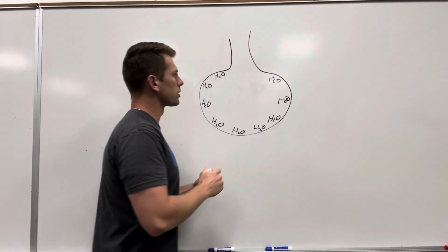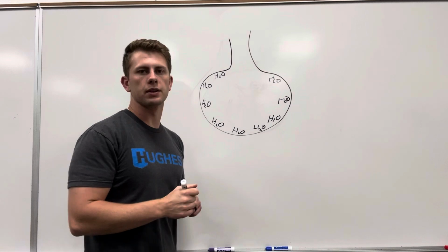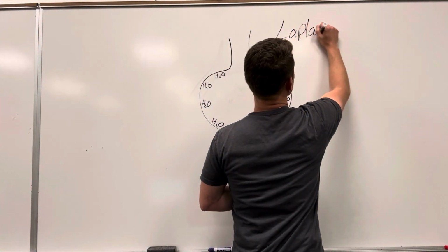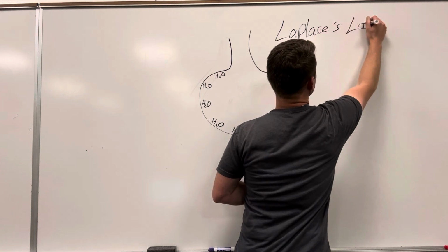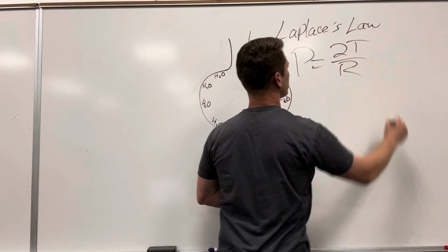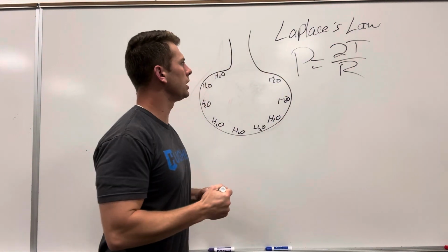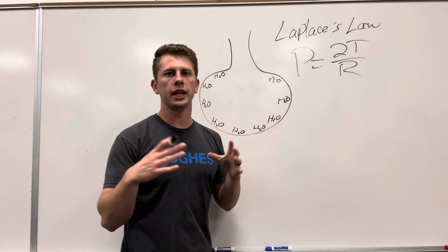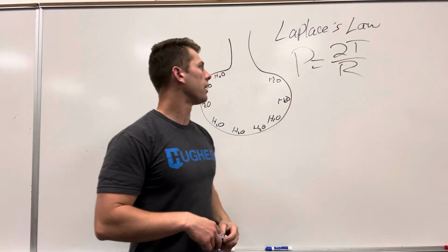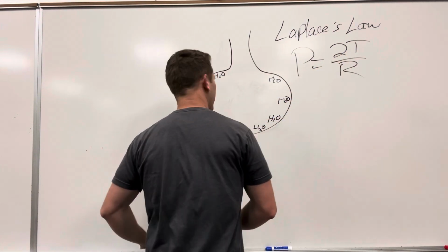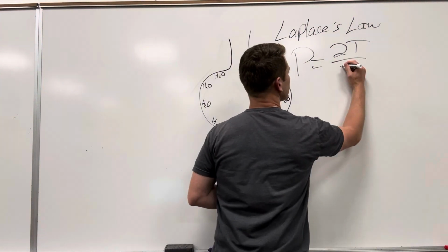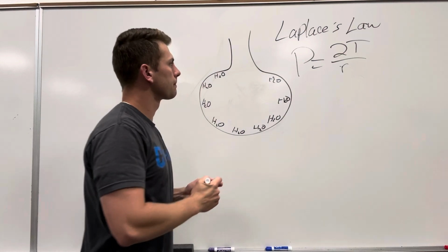So the surface tension creates a problem. We have something called Laplace's law, which is P is equal to 2T over r. P is the pressure pushing in on the alveolus. T is tension. And r, it'll be a little r actually, not a big R. Little r means radius.